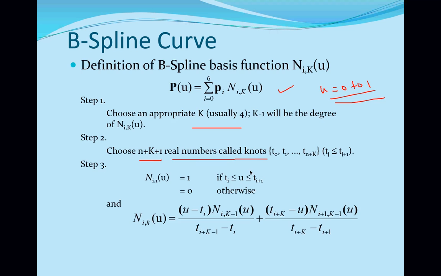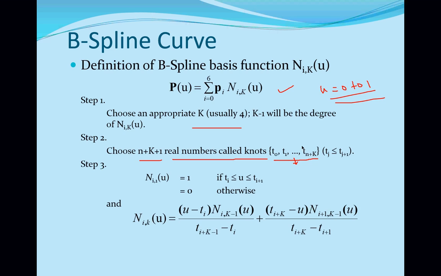These are the number of knots we are going to require, and depending upon that I am going to get the value of u. So what is going to be the value of u? Here in this case u is represented by the variable t. So t0, t1, up to t n plus k plus 1. These are the values I need to calculate, and that dictates how u is going to vary.